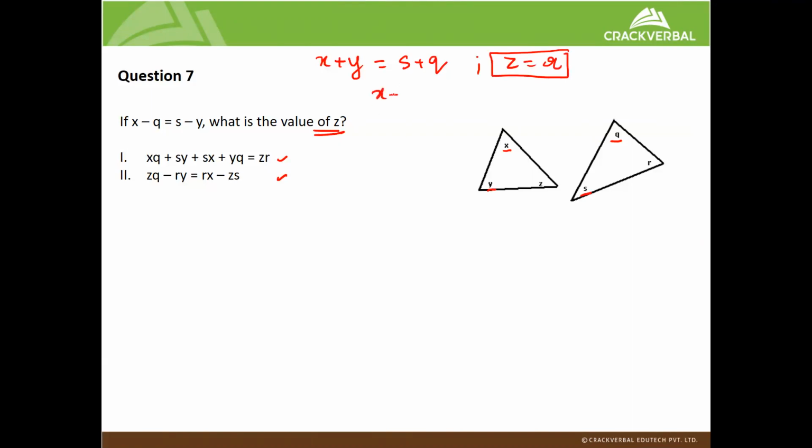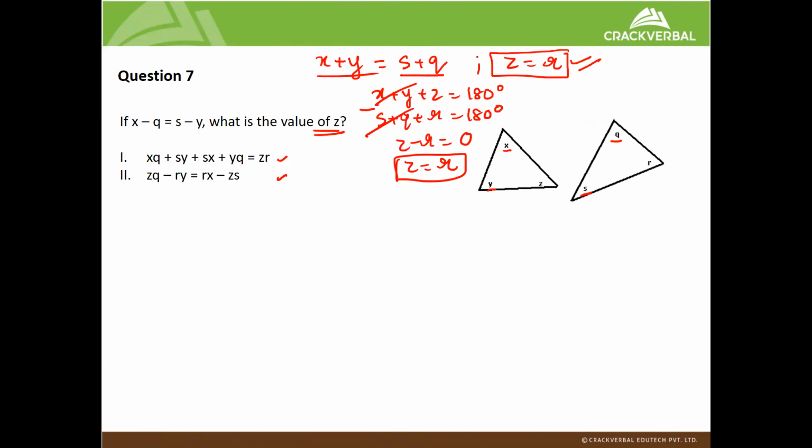If you want me to prove it, I have x plus y plus z is equal to 180 and s plus q plus r is equal to 180. I'm going to subtract the two. I know x plus y is equal to s plus q, so this would cancel. z minus r will give me 180 minus 180, which is 0. So z obviously has to be equal to r. So from the statement itself, I have x plus y is equal to s plus q and z is equal to r given to me in this question stem itself.